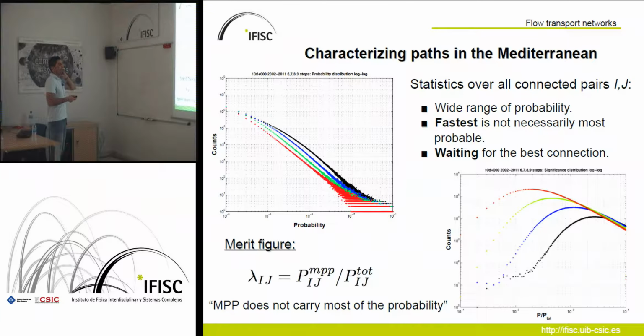Well, then the question is, what is the fraction of probability that the most probable path carries compared to the total probability of connection over all the paths connecting 2 points? And we can estimate this with this ratio. And what we found here is that indeed the most probable path is not carrying most of the probability. Okay, so we will come back to this later on.